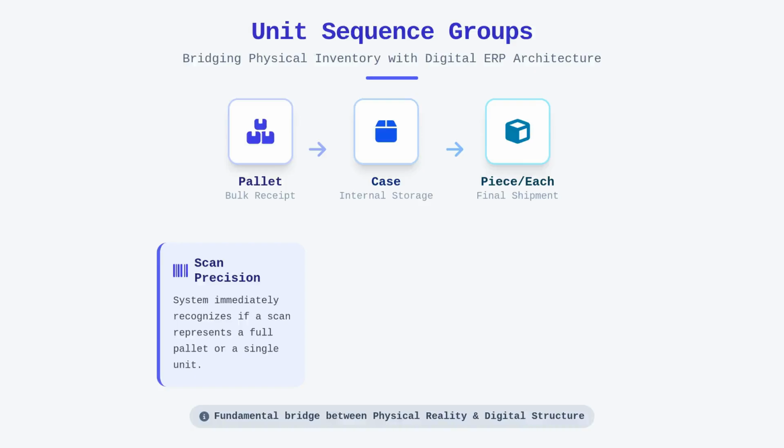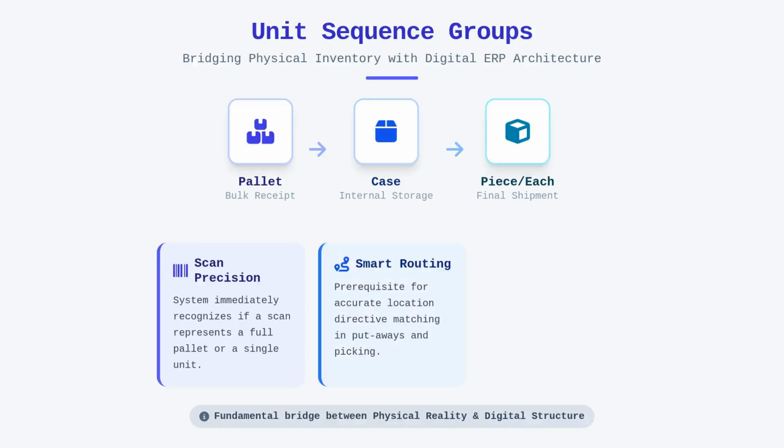This configuration is not just about organizational clarity. It is a prerequisite for the system to perform accurate location directive matching during both inbound putaways and outbound picking workflows. When you accurately align these hierarchies, you effectively reduce the cognitive load on warehouse personnel, as the system provides clear prompts based on the sequence defined within the group.